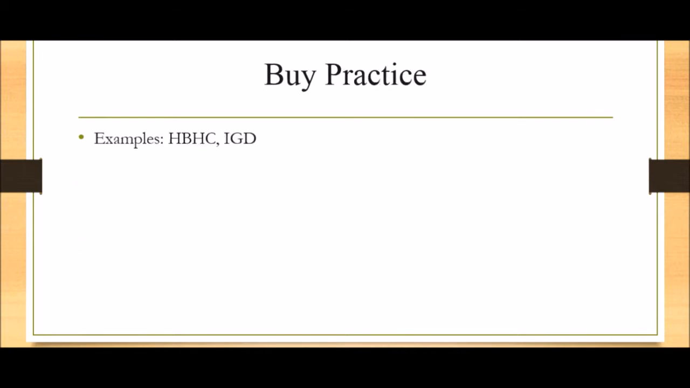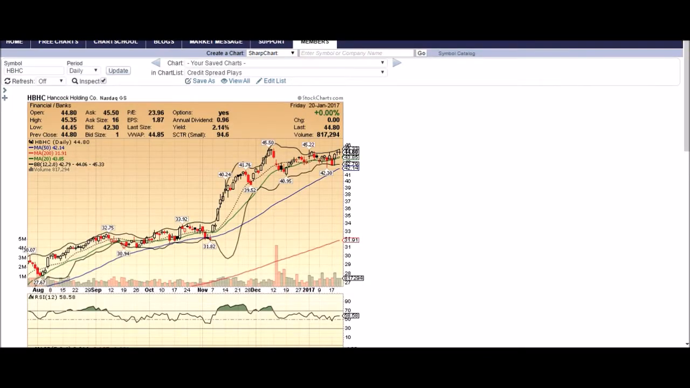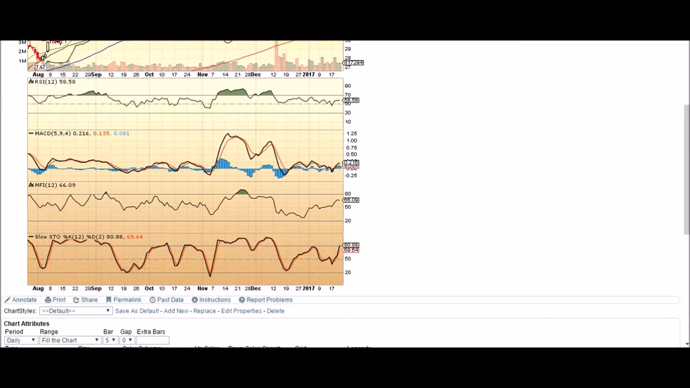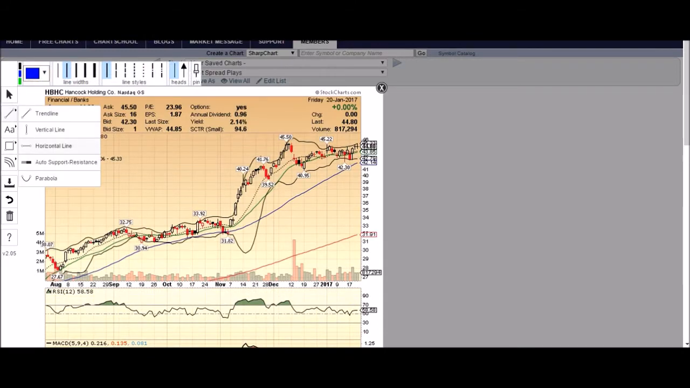So let's do some practice here. We have two different charts pulled up here, HBHC and IGD. So right off the bat, we have HBHC here. Let's go ahead and annotate first and foremost and spot this ascending triangle that we're talking about. So go ahead and do this.